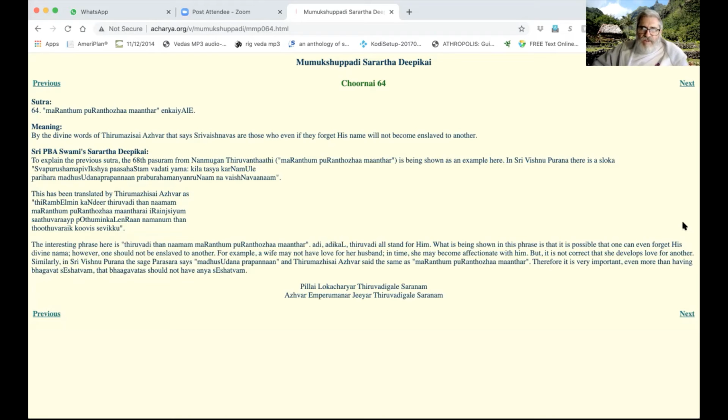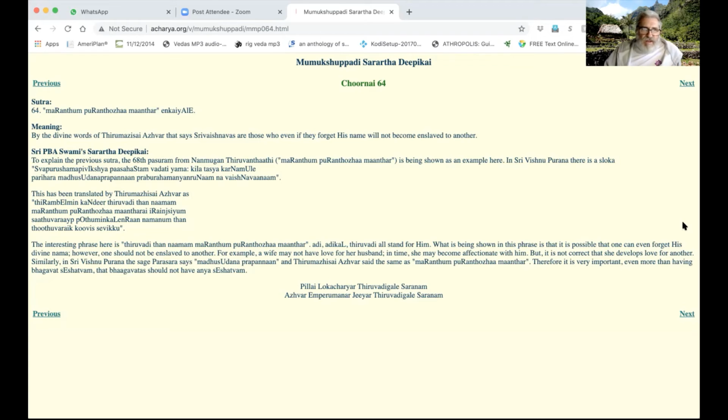To explain the previous sutra, the 68th pasuram of Nanmugan Tiruvandadi is given as an example. In the Vishnu Purana, there's a sloka, and he quotes the sloka here, and this has been translated by Tirumalisai Alwar. The Vishnu Purana describes how Yamaraja talks to the Yamadutas after they return from unsuccessfully trying to get Ajamila, who was dying and was a sinful man, to come with them back to the court of Yamaraja.